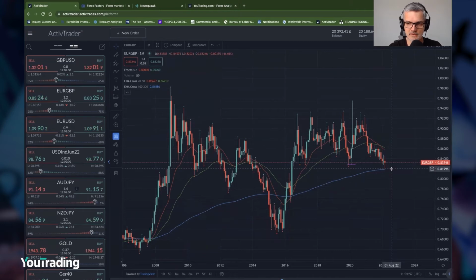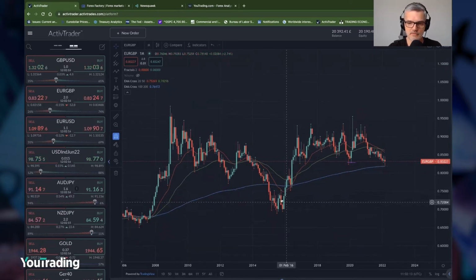Obviously, price action to the downside is quite clear from the spike high that we had from the pandemic highs, March 2020. We are below the 20 and the 50, which have crossed, but we are above this longer term 200. Obviously, price can come below the 200 and then go back up.